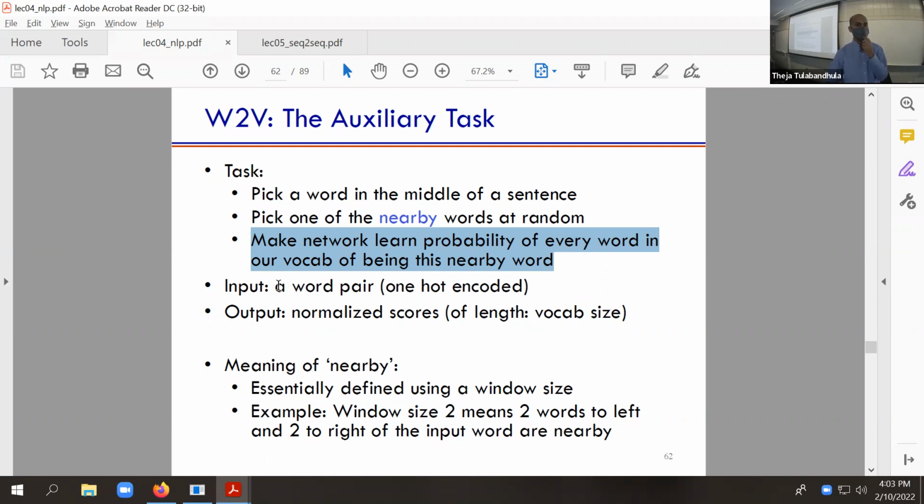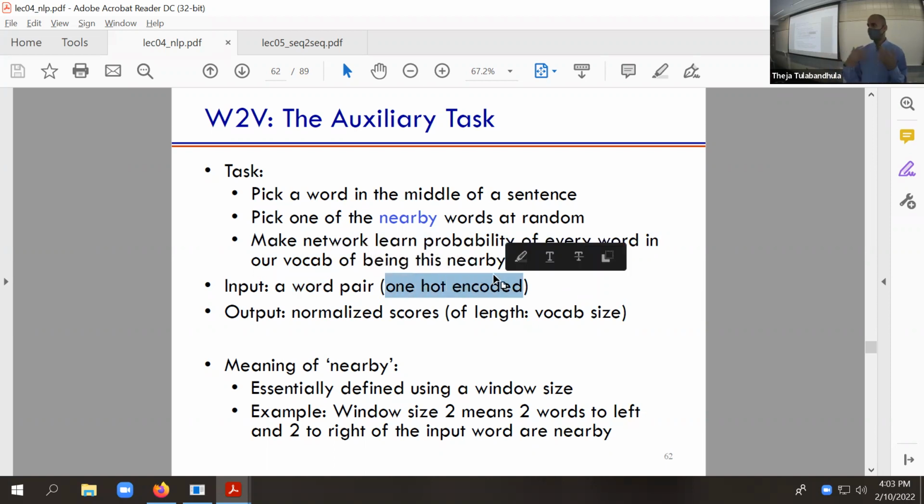So input, I mean, here I'm saying it's a word pair, but just drop the pair part. It's actually just a word. In fact, pair is confusing, it's not correct. Input is just a word. At this point, we don't have a word embedding yet. Let's just say if you have an input word, we're just going to one-hot encode it, because right now we have to start with something.